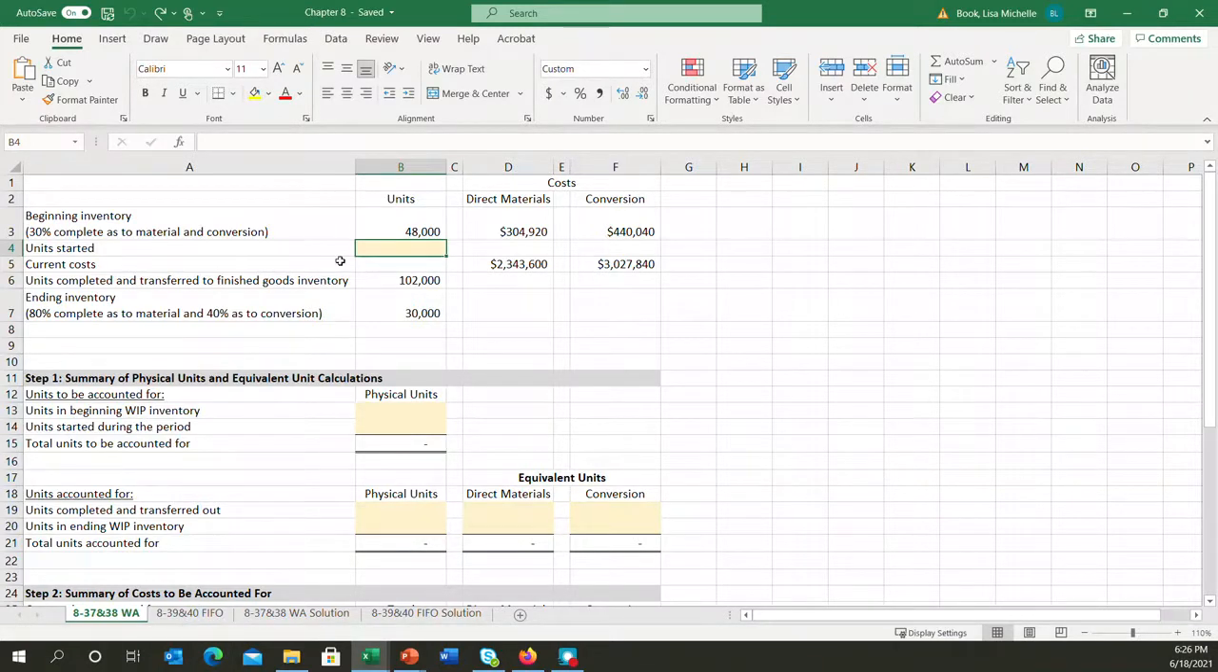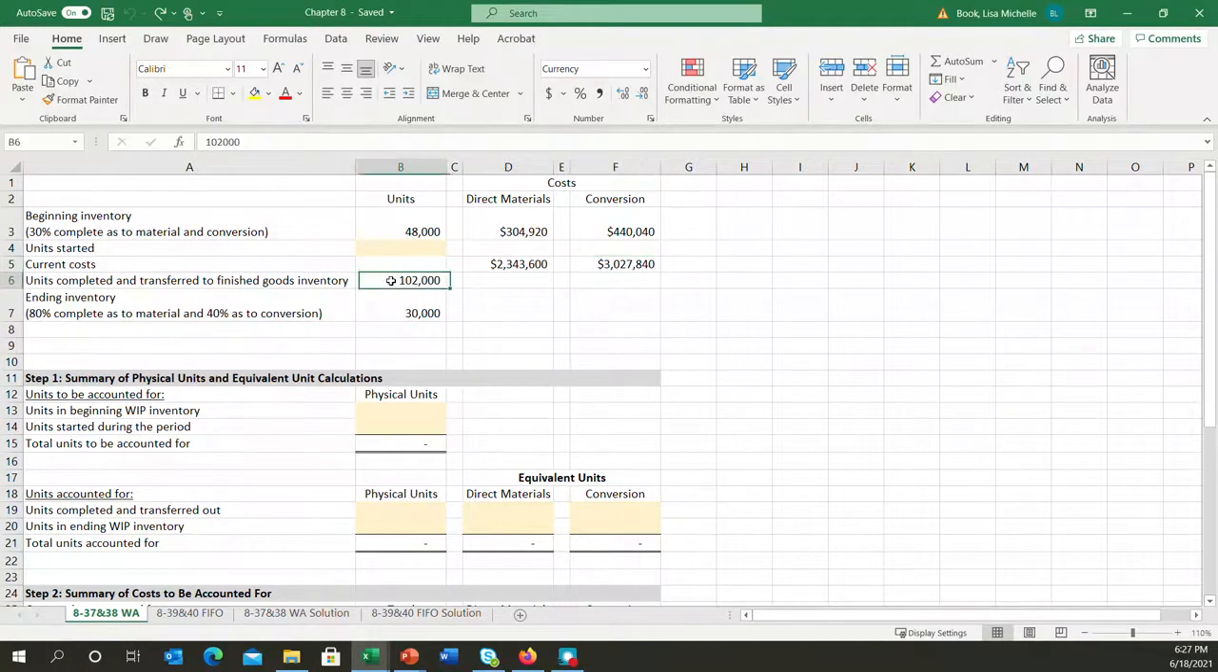The setup of the problem gives us the beginning inventory in terms of units, 48,000. They're 30% complete with regard to material and conversion. They also give us the dollar amount of materials related to the beginning inventory, $304,920, and the dollar amount of conversion related to that beginning inventory of $440,040. They tell us that we're going to add in direct material cost of $2,343,600 and add in conversion cost of $3,027,840. And recall, conversion is labor and overhead added together.